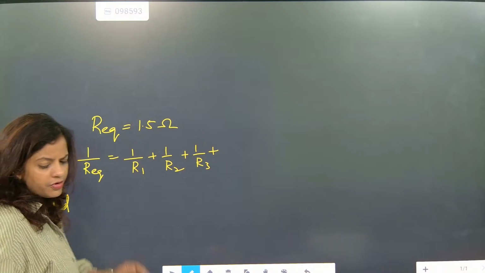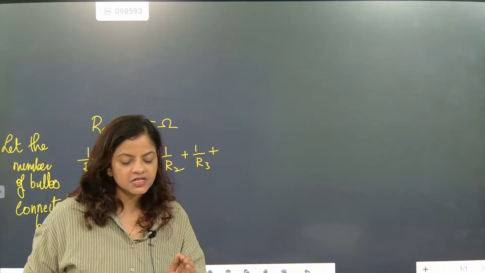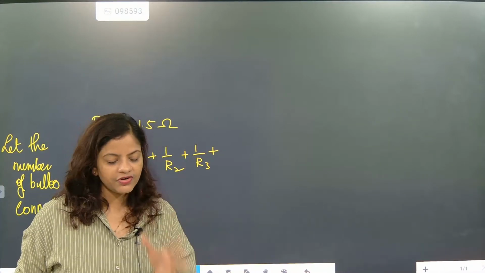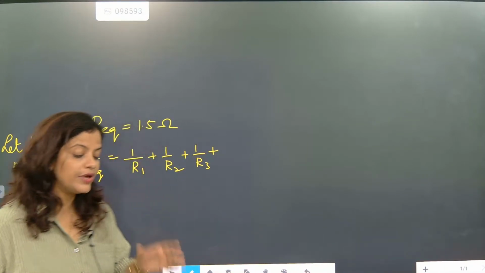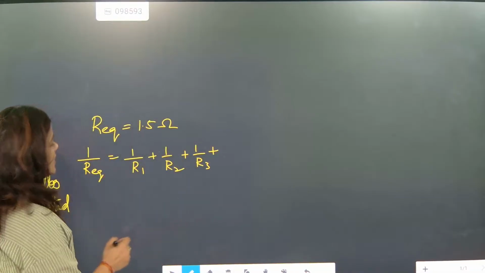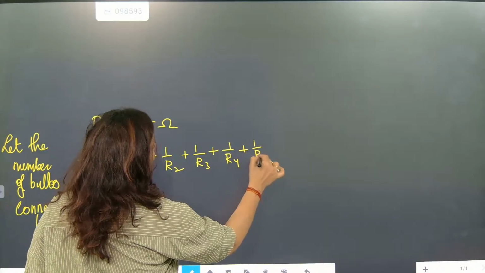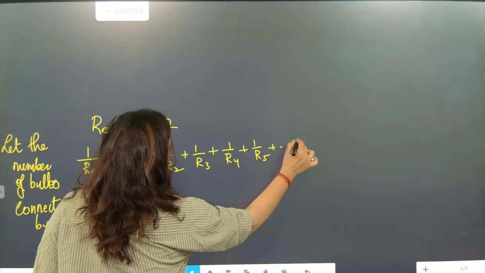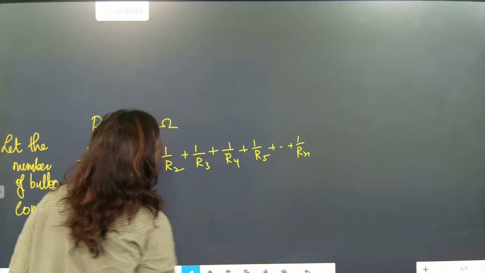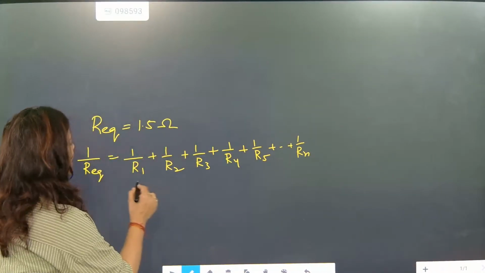Okay, so if the number of bulbs connected be n, that means each bulb will have some resistance, but they said equal resistance. So each bulb is having equal resistance. Then what we are going to do here is write 1 by R1, 1 by R2, till 1 by Rn, because we don't know how many bulbs are there.